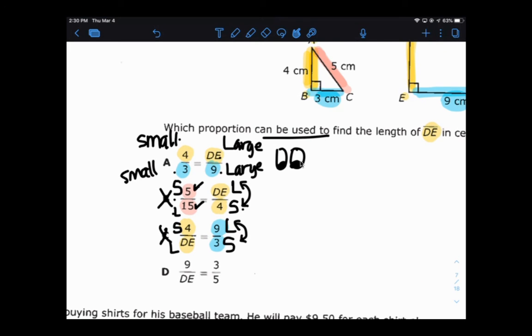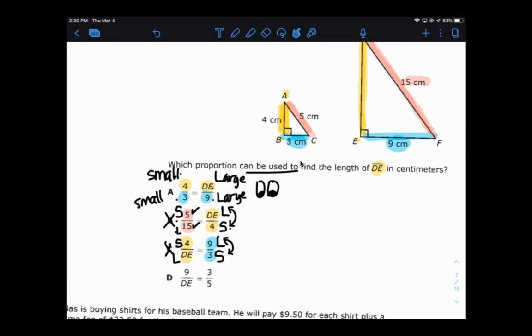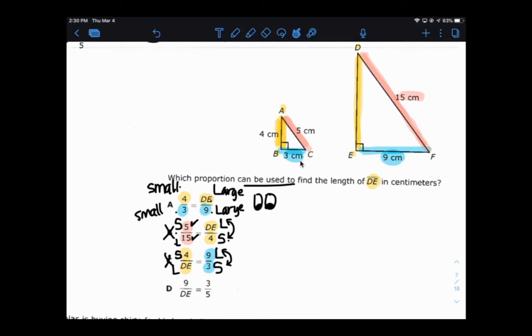You see, using the colors or the highlighting does help you verify that a proportion is correct. So the last one is 9. So let's see, 9 is blue. 9 is corresponding to 3. Okay, both are blue. Then I have DE.